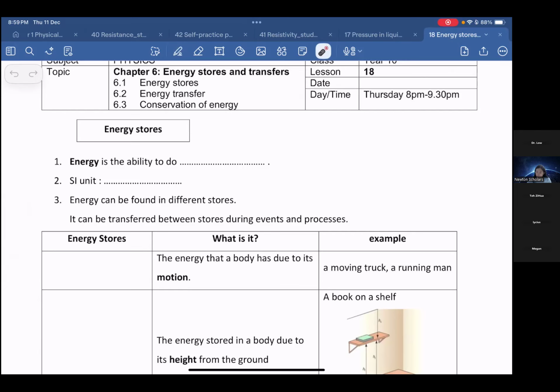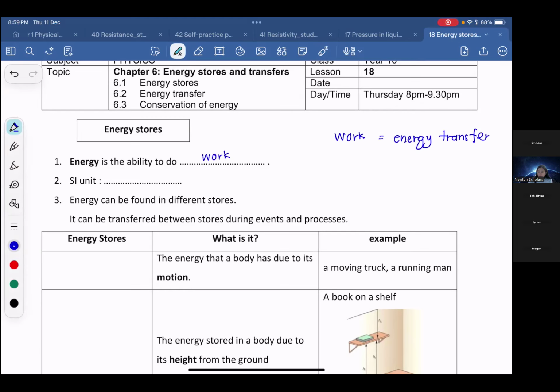Okay, so here, we need energy to do work. Early in the morning, I need to eat breakfast because I need to gain energy for my body so that I can do work. So energy is the ability to do work. Next chapter we learn about work. Work actually is energy transfer. When we transfer energy, we are doing work. What is the SI unit for energy? Energy is in joule. Joule.